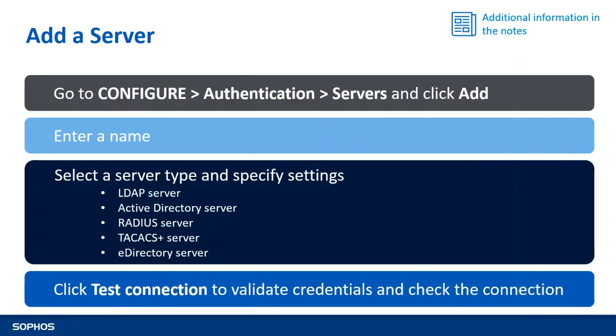Okay. To add an authentication server, you have to go to Configure, then Authentication, then Servers, and Add. Enter a name, select a server type, and specify the settings. Click on Test Connection to validate the user credentials and check the connection to the server. And use the link in the study notes to find out more about the servers. Okay?